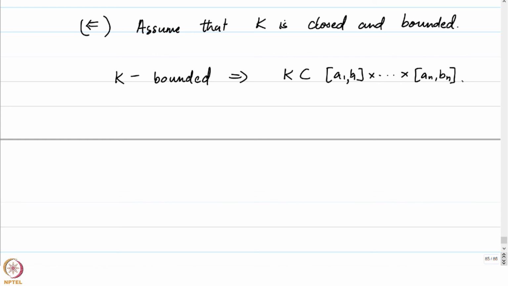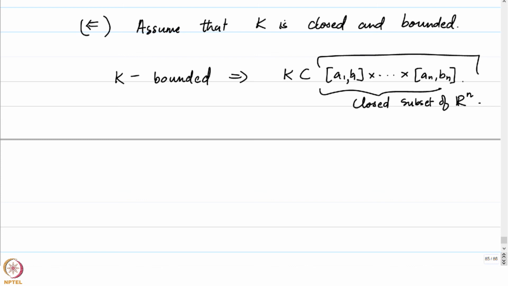This is a closed set. K is a closed subset of Rn, and this in particular is also a closed subset of Rn. What we will do is show that this kind of set is always compact. If we show that this is a compact set, then K is a closed subset of a compact set, and hence it will be a compact set, and we will be done, right?